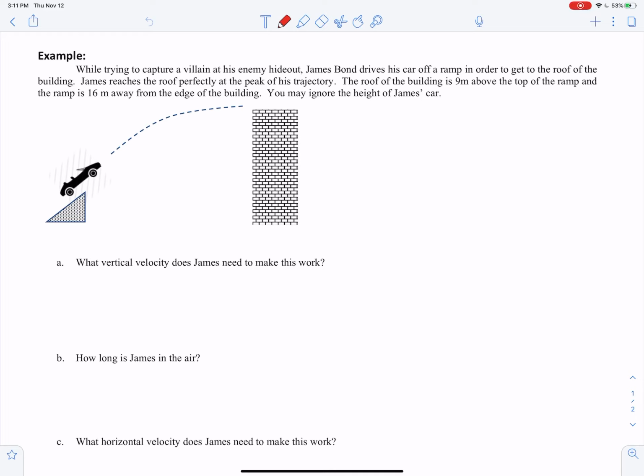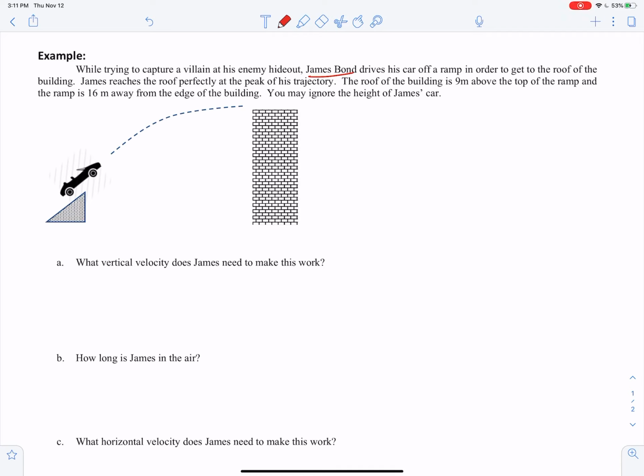While trying to capture a villain at his enemy hideout, James Bond drives his car off a ramp in order to get to the roof of the building. James reaches the roof perfectly at the peak of his trajectory. The roof of the building is 9 meters above the top of the ramp, and the ramp is 16 meters away from the edge of the building. You may ignore the height of James's car.